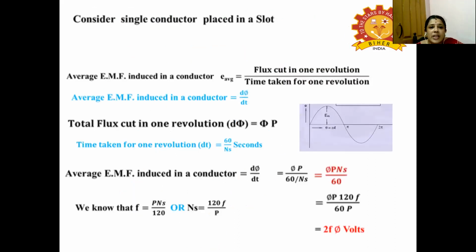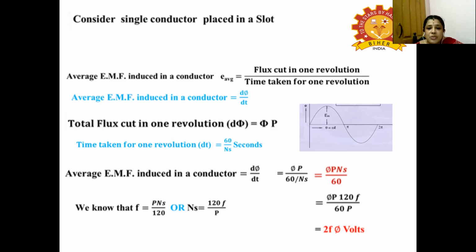So we're going to consider only a single conductor placed in a slot. Average EMF induced in the conductor will be equal to flux cut in one revolution divided by time taken for one revolution. So average EMF induced for one conductor will be d phi by dt. The total flux in one revolution, d phi, is equal to phi into P. The time taken for one revolution will be equal to 60 divided by Ns.